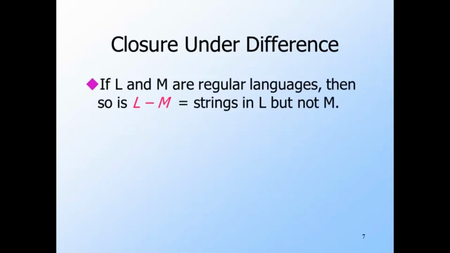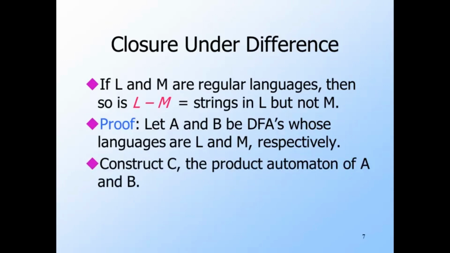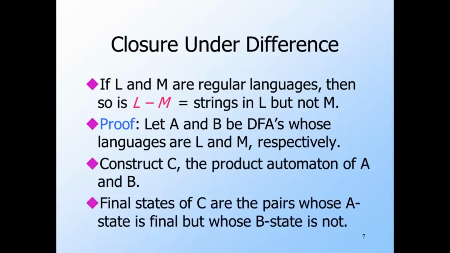The difference of languages L and M, written L minus M, is the set of strings in L that are not in M. For the proof of closure under difference, start with DFAs A and B for languages L and M respectively. Construct C, the product automaton for A and B. Make the final states of C be the pairs where the state from A is final and the state from B is not. Then C accepts an input string W if and only if A accepts W but B does not. That is, W is in the difference of their languages.